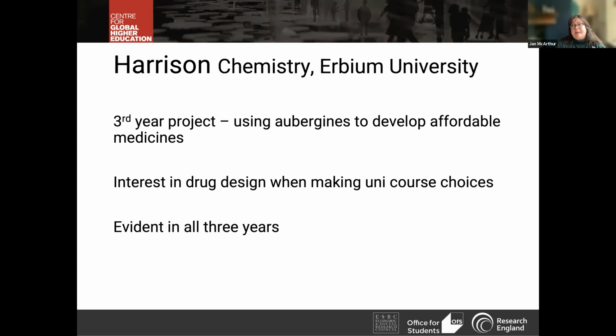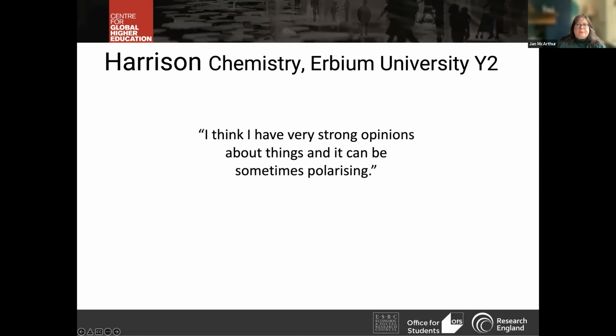Now, he became interesting to us in terms of the society project when he was talking about his third year project, where he was using aubergines to develop affordable medicines. And it's clear from Harrison's transcripts that this interest in drug design was there, part of the choices he made for university, and it's evident through all 3 years of the transcripts. So I'm just including this as something to understand about Harrison.